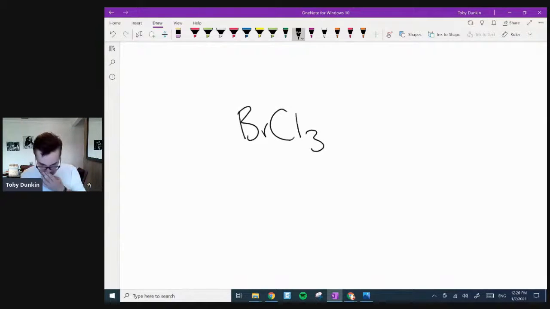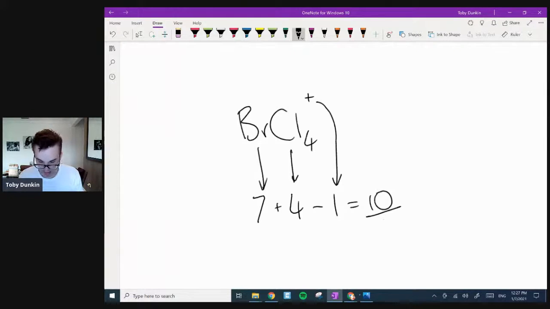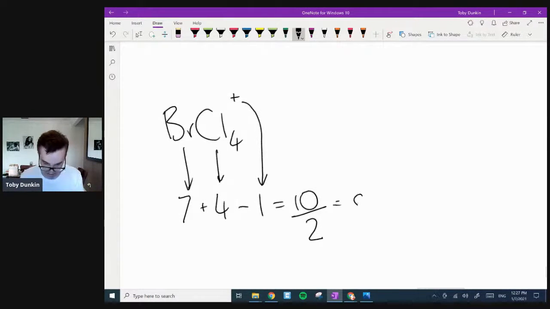BrCl4. Let's do that. Gotta be careful here. I'm building them in my head. So we now do group 7, 7. Add your attachments plus 4. Minus 1. 10. Divide it by 2. 5. Base shape 1, 2. Trigonal bipyramidal for those people who are interested.